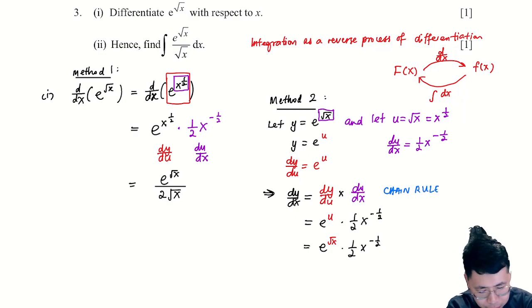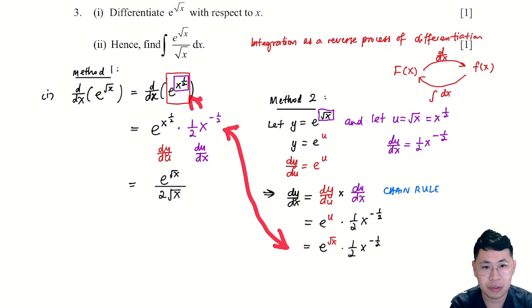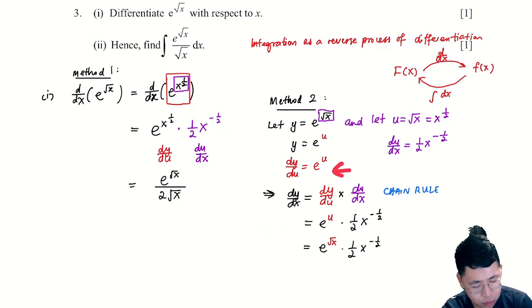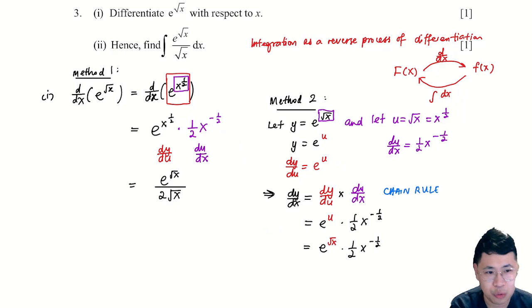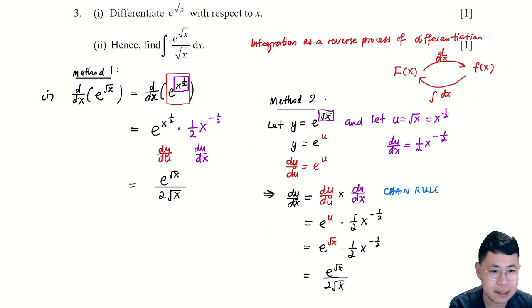So if possible, please save time. Please learn how to save time by looking at layers, and we'll differentiate by layers. If really cannot, then no worries, you still can do dy du and du dx chain rule. So with this over here, we will still get the same answer, e power root x over 2 root x, like that. So this would be method 2.